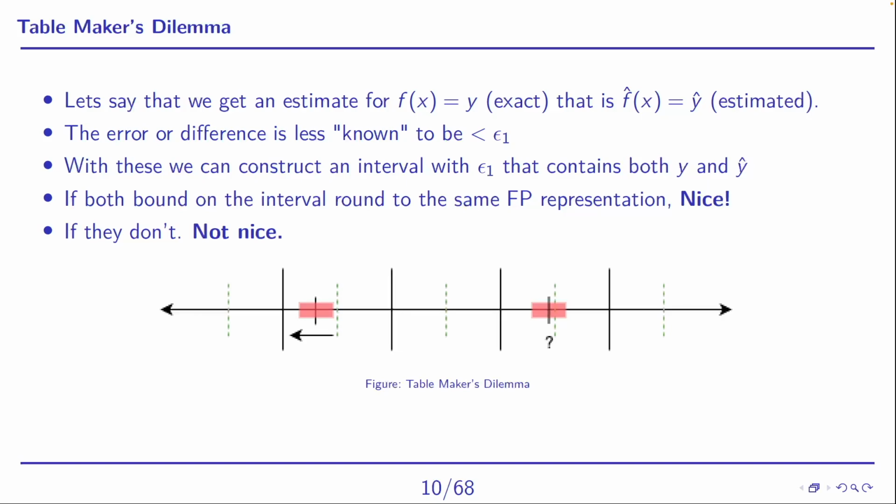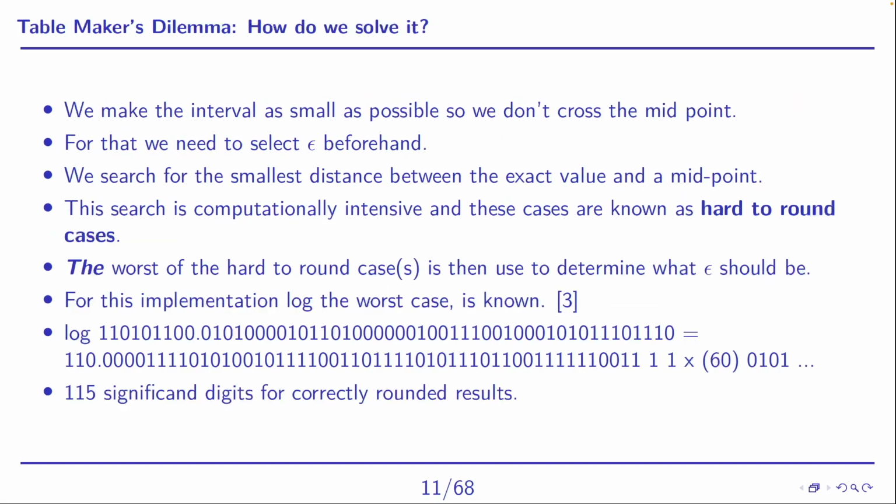I do know my estimate, but I can't assure that my exact value is going to be rounded to the same side, because one of my interval bounds is rounding to another place. So in that case, how can I ensure that I can do a correct rounding?